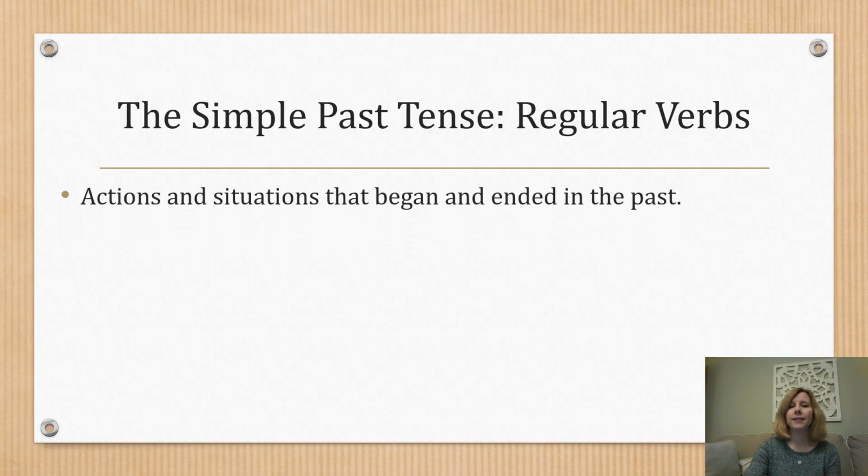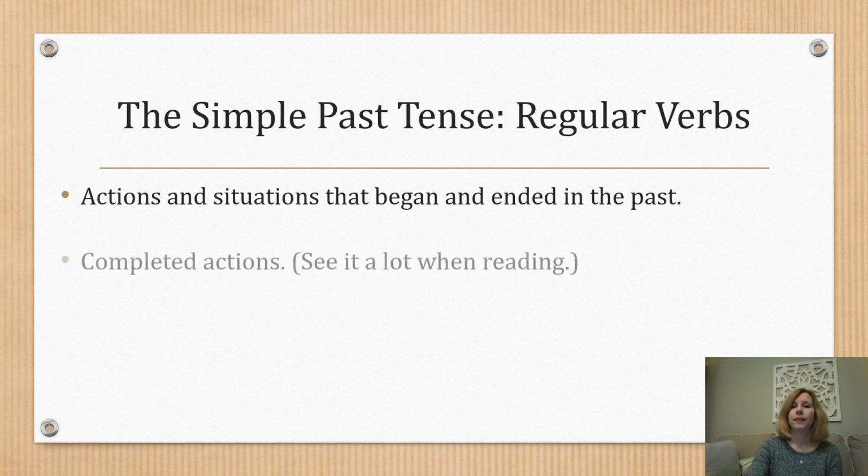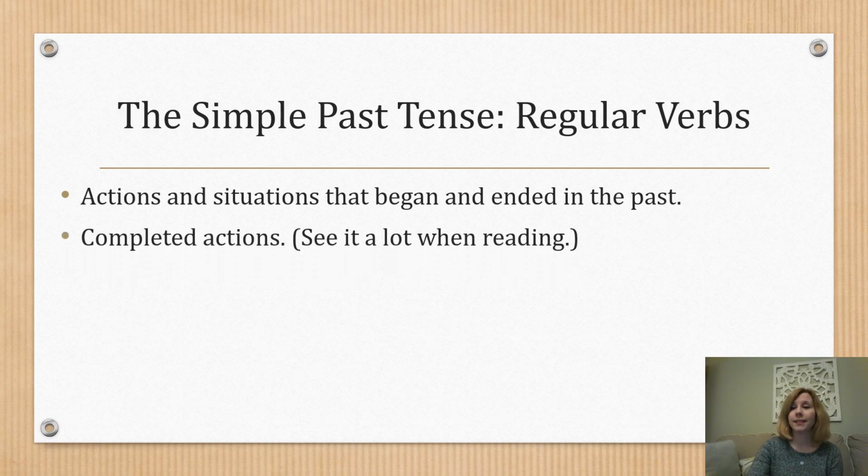So the simple past tense is used for actions and situations that began and ended in the past. Another way to say this is for a completed action. So it's very important, for example, when you're reading a book, to know past tense, because a book or a newspaper article is many times written in the past. Of course, we use it a lot also for speaking and writing.